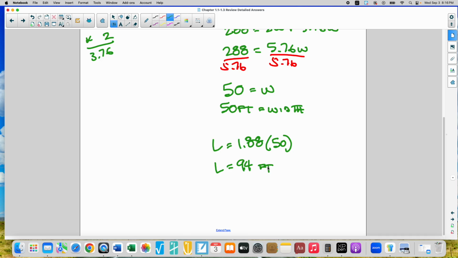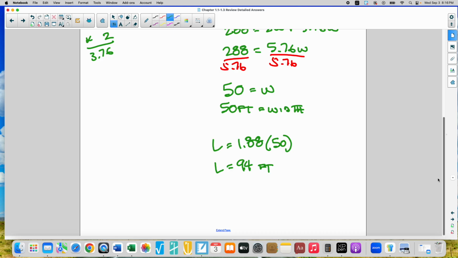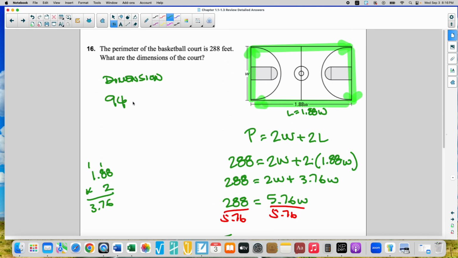So if we're going to write the dimensions of the basketball court, I don't know if that's how you spell dimensions. D-I-M-E-N-S-I-O-N, it's right here, dimensions. It is going to be the length, which is, what is it, 94? 94 feet by 50 feet. You can also write 50 feet by 94 feet. Both of those answers will work for the problem.